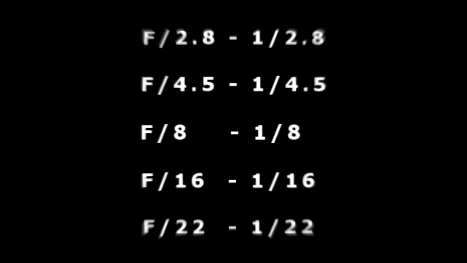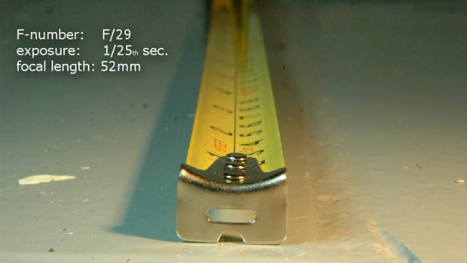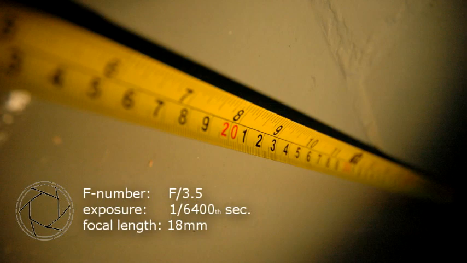Your aperture also affects something called the depth of field. The depth of field affects what's in focus in your image. A shallow depth of field means a very small area can be in focus, whereas a wide depth of field means a very large area can be in focus. The higher your F number, the larger your depth of field.